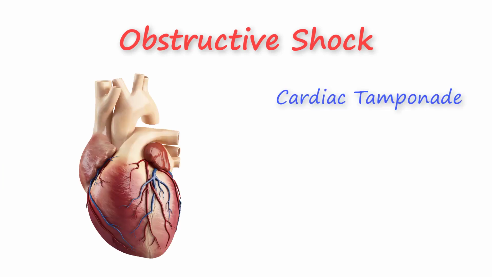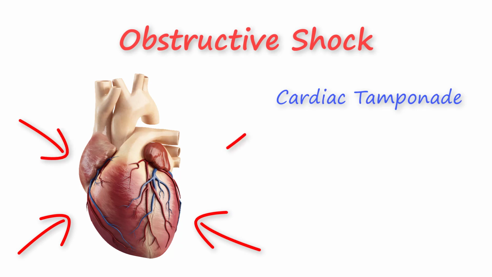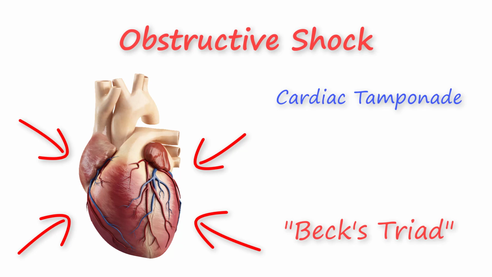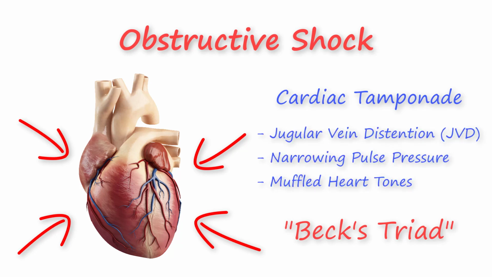Now, the other cause of obstructive shock is cardiac tamponade, which, similar to tension pneumothorax, is blocking the heart from working properly, but instead of air pressure building up in the thoracic cavity pushing on the heart, this is now fluid building up in the pericardial sac, and that pressure is what's squeezing down on the heart. It results in your classic Beck's triad, super critical to know for National Registry: jugular vein distension, narrowing pulse pressure, which is your systolic and diastolic numbers getting closer together and going down, and muffled heart tones is your third variable, Beck's triad.